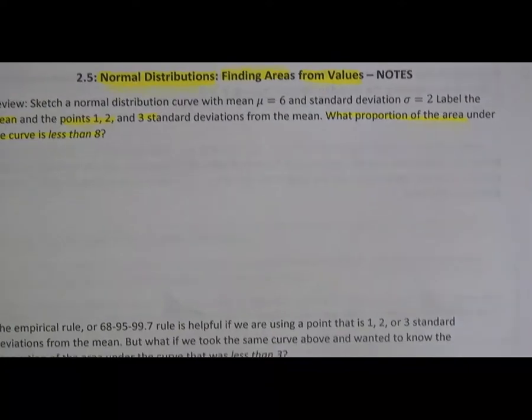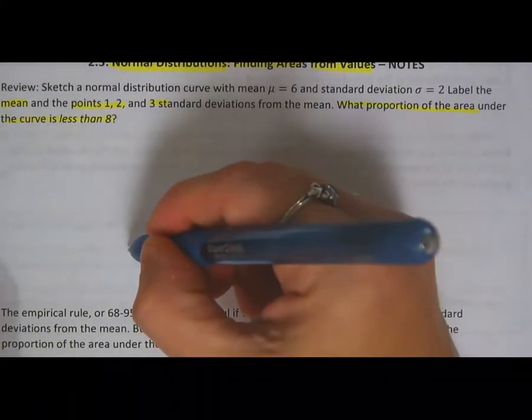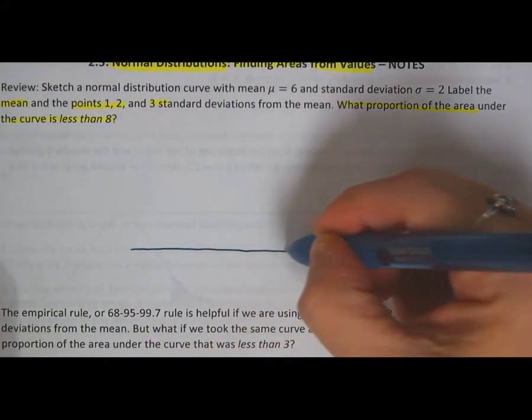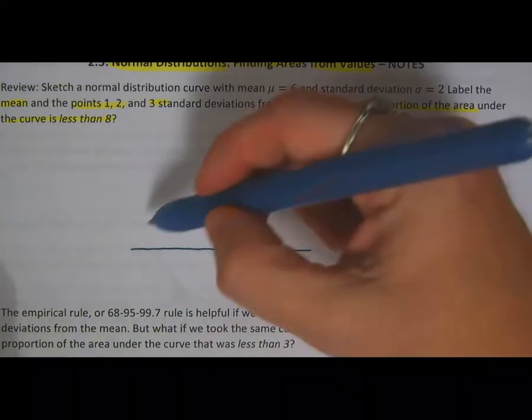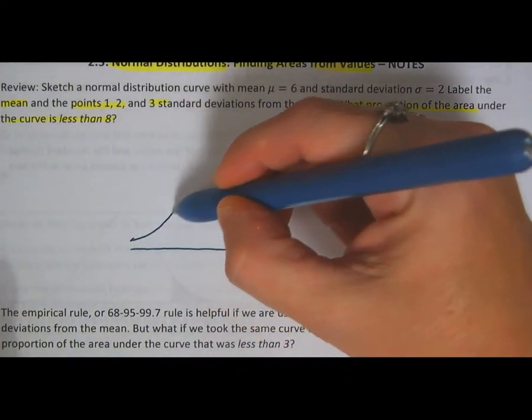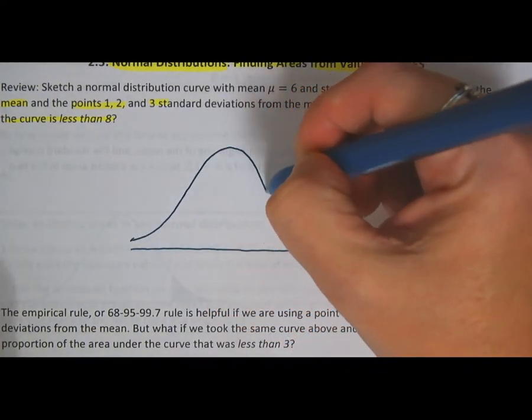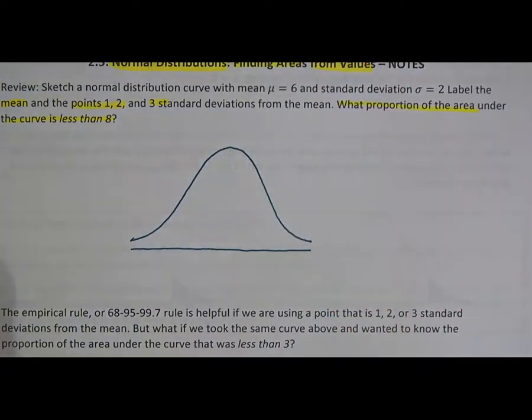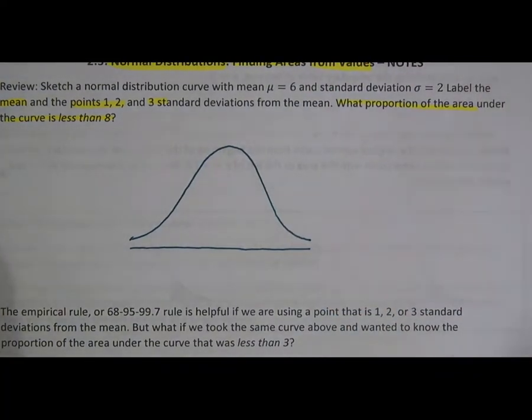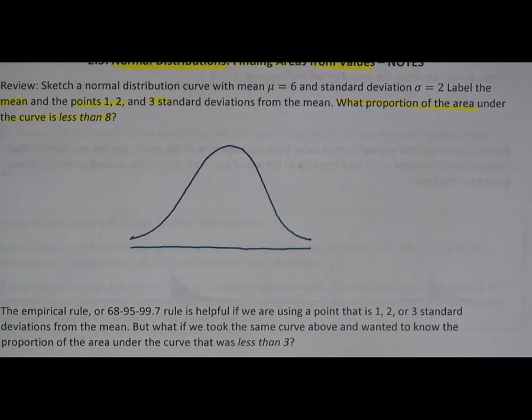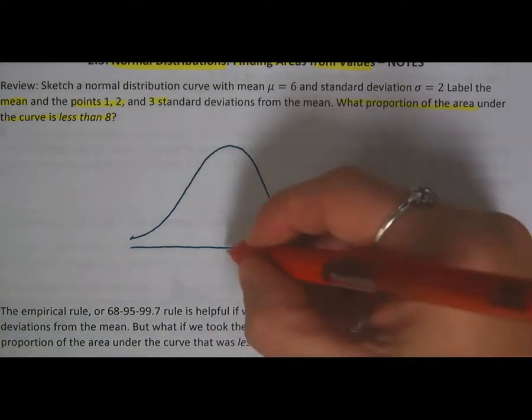So let's just take a second, use this space here. You're going to want to draw a horizontal axis. To the best of your ability, draw that unimodal bell-shaped curve, normal curve. When you're drawing these and you're given the mean is 6, where should I put that? Good, in the middle.